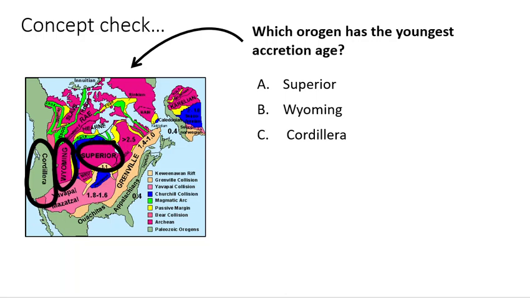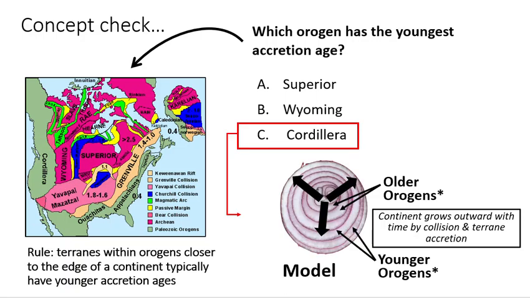All right, hopefully you know the answer. So what do you think? Which of these three origins has the youngest accretion age? Well, it's the Cordillera origin. And by the way, you and I here in San Diego, or frankly, if you're west of the Rocky Mountains and even within the Rocky Mountains, you're in the Cordillera origin.